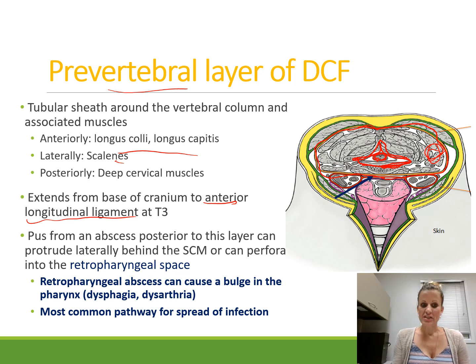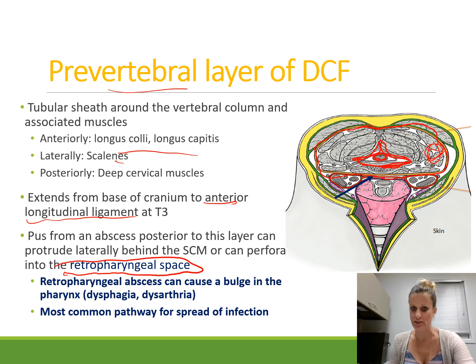When we look at the prevertebral layer, just anterior to it, there's a space that's called the retropharyngeal space. And this blue arrow right here is pointing to the retropharyngeal space. Okay, so right in this area right here. This retropharyngeal space is important because this is the most common pathway for infection to spread in the neck.